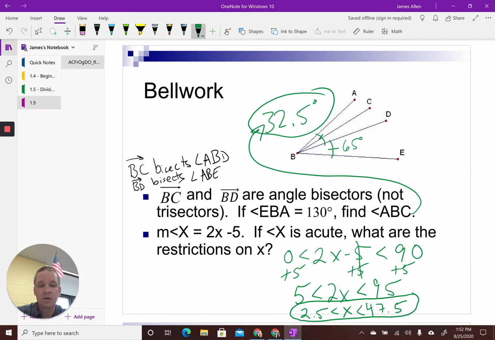Awesome. All right, so the big thing to remember there is when we're dealing with acute, they're between 0 and 90. Obtuse is between 90 and 180. Don't go to the 91 and 179, or the 1 and 89 type of thing. That's where mistakes tend to happen.